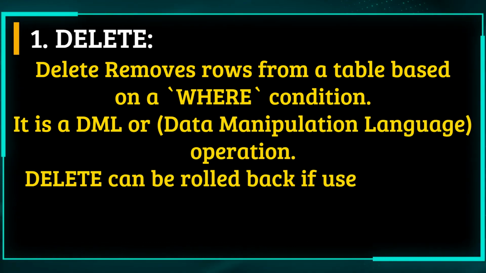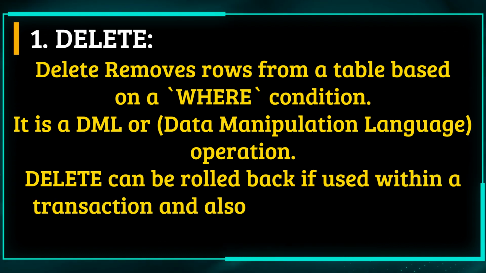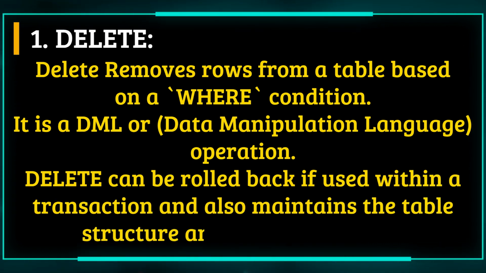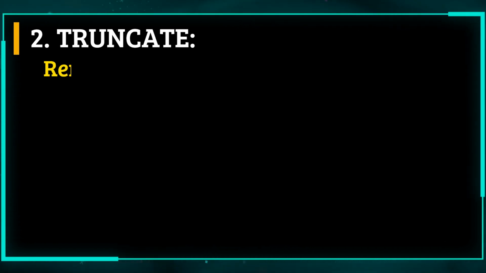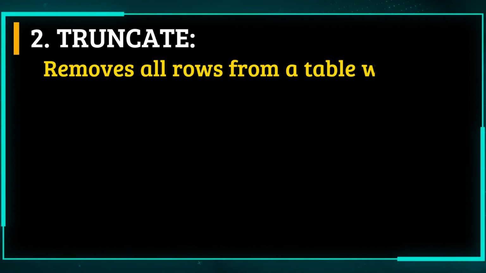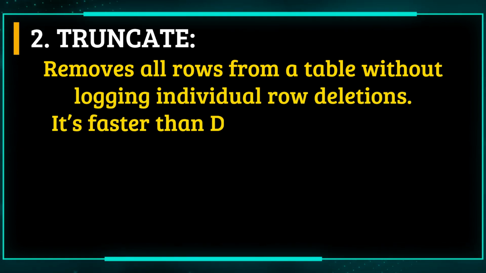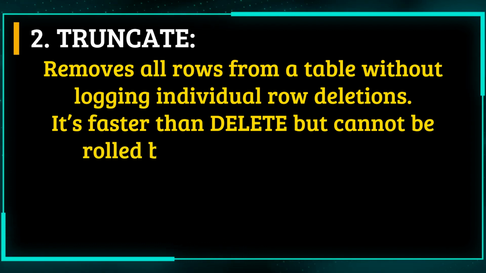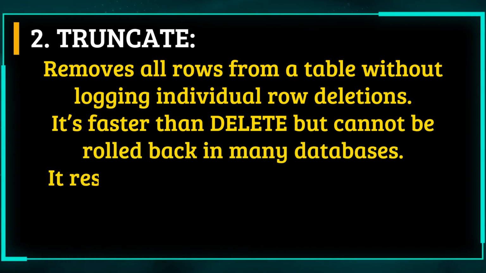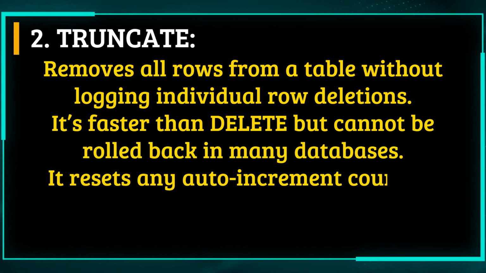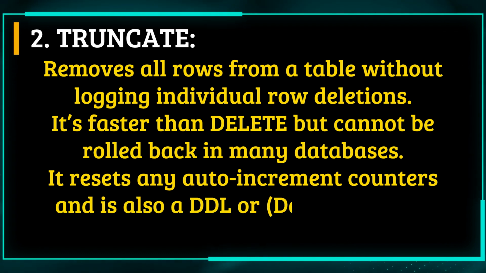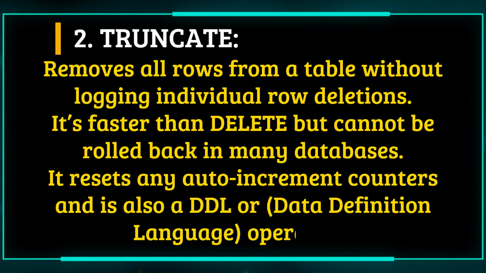Delete can be rolled back if used within a transaction and also maintains the table structure and its dependencies. 2. Truncate. Removes all rows from a table without logging individual row deletions. It's faster than delete but cannot be rolled back in many databases. It resets any auto-increment counters and is also a DDL, or data definition language, operation.